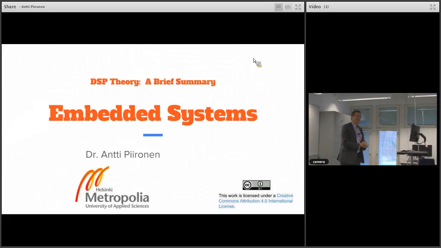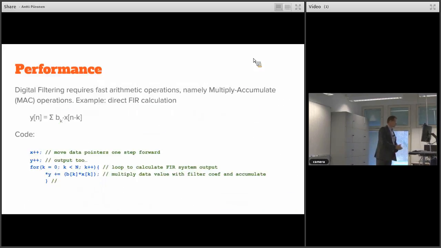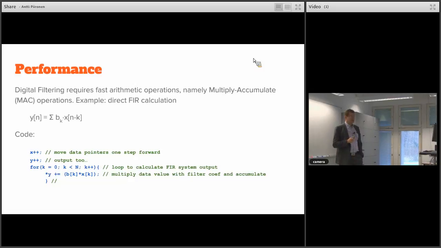So, embedded systems, what kind of considerations do we need to take into account? About the performance, first of all, what takes time in digital signal processing is that it is processing continuous kinds of signals. So basically what you need is horsepower to do it all the time, unless you are post-processing the data, but most of the systems are actually doing it in real time.